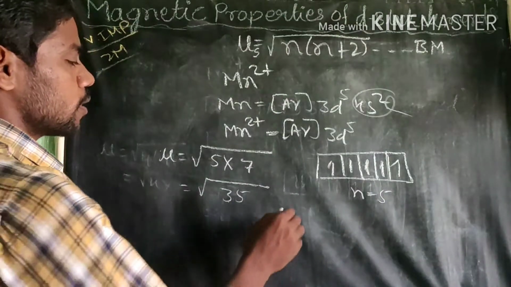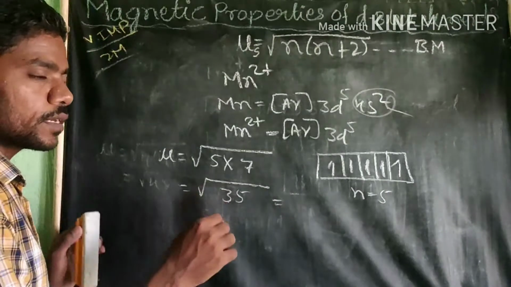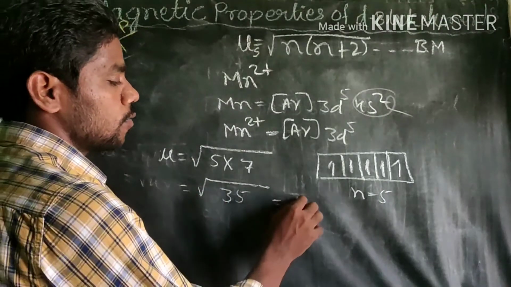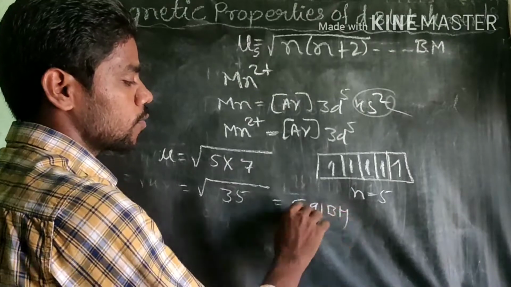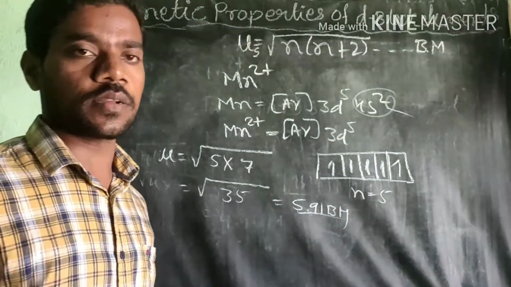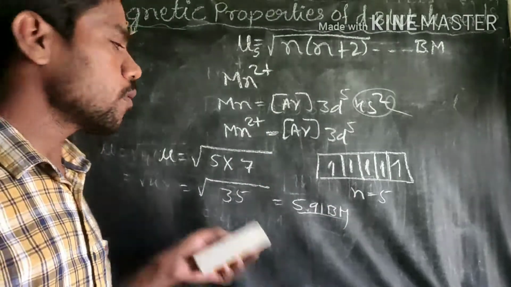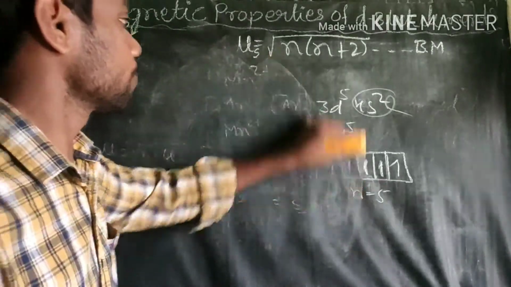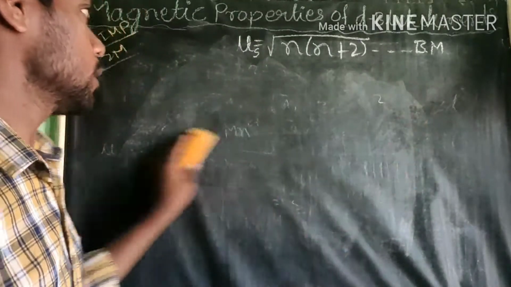Square root of 35 means, around, how much? Square root of 36 means around 6, so it will be 5.91 something Bohr magneton. Around 5.9 or 5.89 it will come. This is how the calculations go. We will solve one more problem, then we are going to understand the electron configuration.